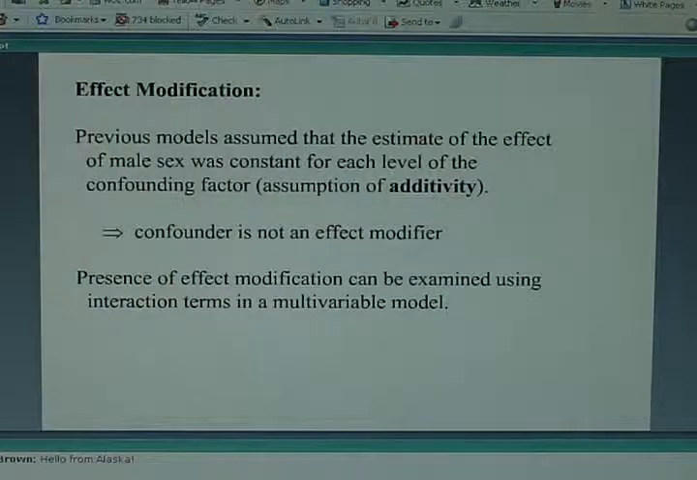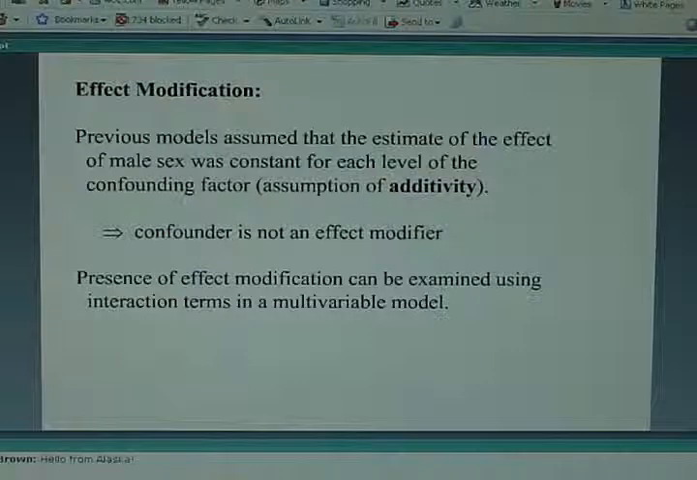Well, if that were not true, we would have something called effect modification. If the previous model were not appropriate in terms of its additivity assumption, that means the effect of males versus females would be different for different levels of smoking. Maybe non-smoking men versus non-smoking women are no different in terms of their risk. But maybe heavy smoking men are much different from heavy smoking women. So maybe the effect of male versus female is modified, changes, by your level of smoking. And the previous model assumed that was not the case.